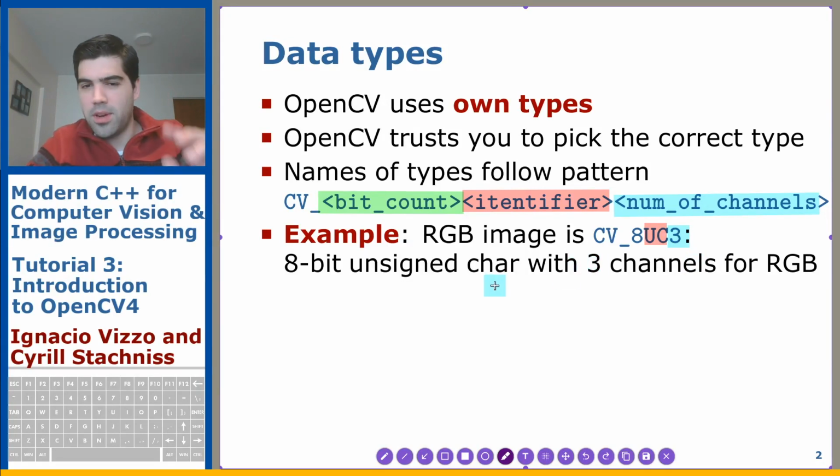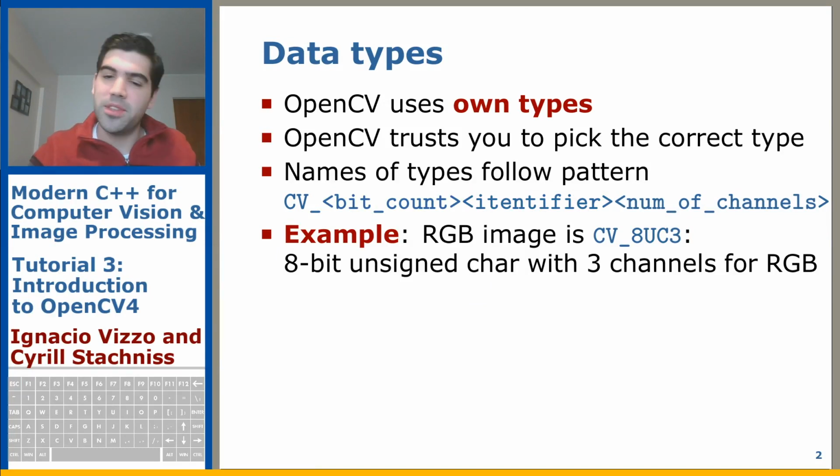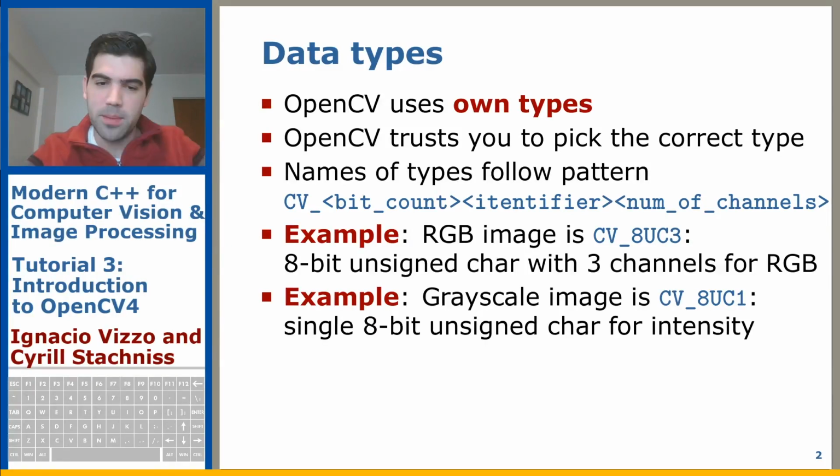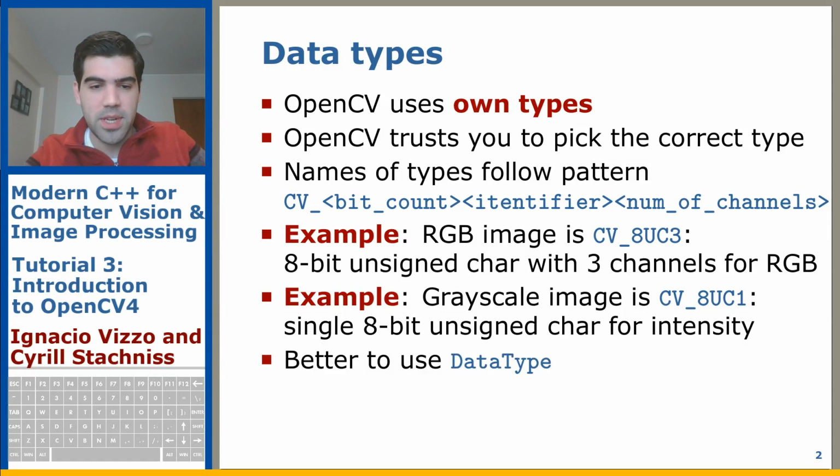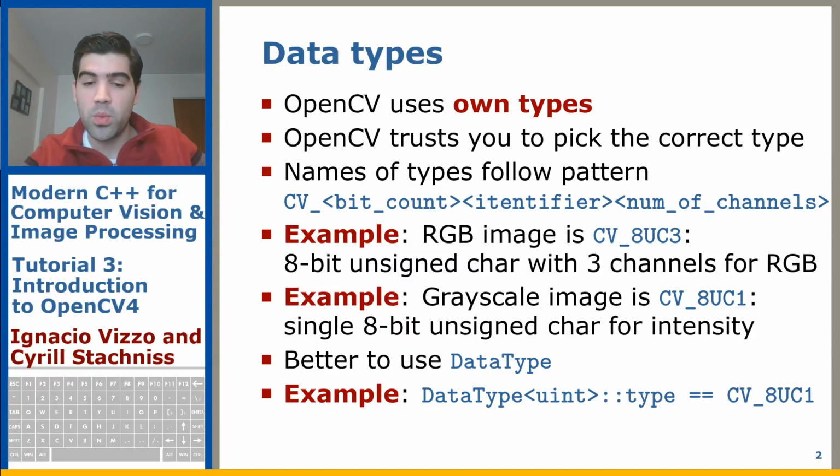Okay, so the coloring didn't go so well. So an RGB image is going to be CV underscore 8 bits, unsigned char, and then 3 channels, right? And if you want, for example, to represent a grayscale image, it will be the same type, except that you will be using 1 channel, so you will change the last number. Perhaps you might want to use a data type. This is basically just an alias for this type of OpenCV types, and this is one example, but it's basically up to you.